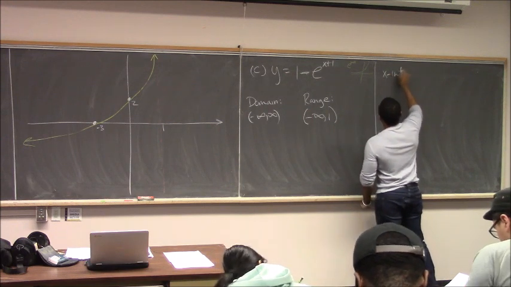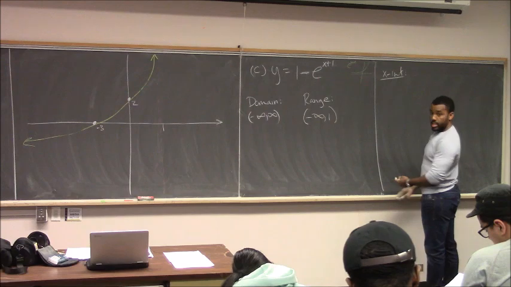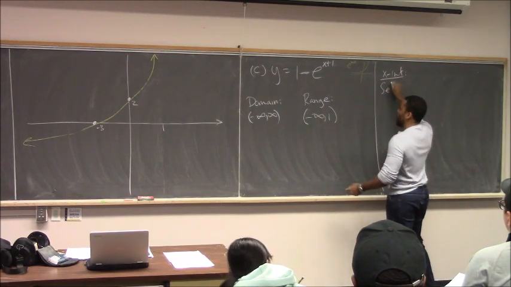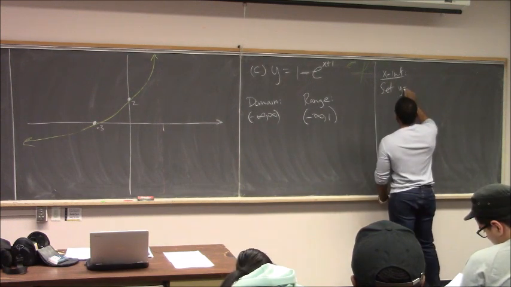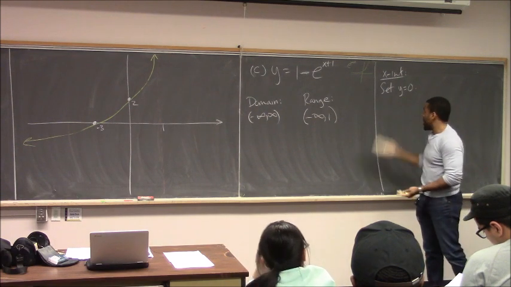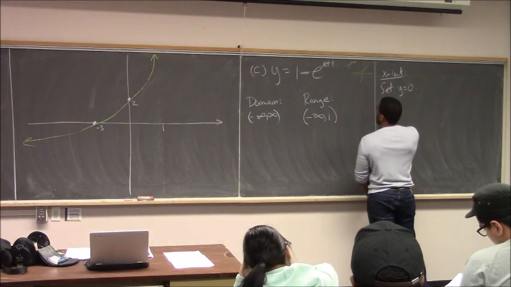X-intercept. How do you find the x-intercept? Set y equal to 0? Right. That's always how you find the x-intercept. In all situations, that's how you find it. Right? So if you have a weird-looking function, how do I find the x-intercept? It's always the same way. Set y equals 0. Right? Doesn't matter what the function looks like. Set y equals 0, solve for x.